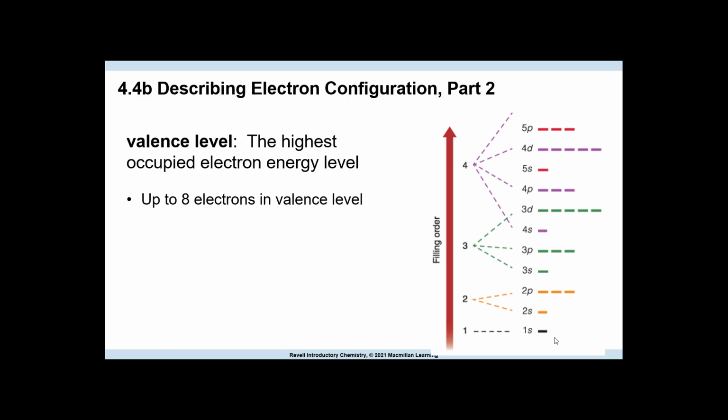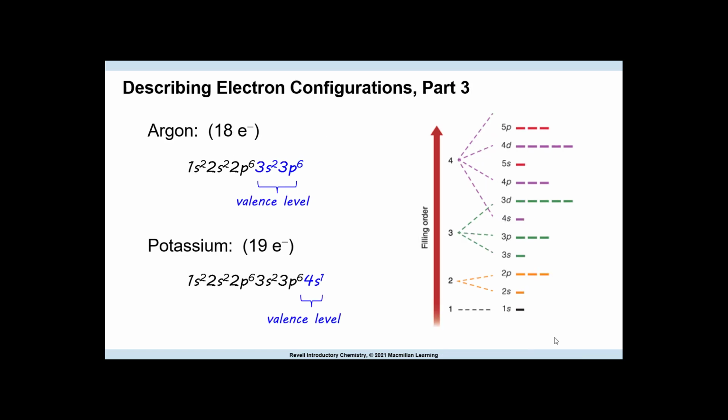As a general rule, atoms hold up to 8 electrons in their valence level. That's the highest occupied level. So their highest level, they can fit up to 8 electrons. So for instance, let's go to the next page. Okay, so let's start with argon. Argon has 18 electrons. It has an electron configuration that we see here, written out. And if you add this all up, this should equal 18.